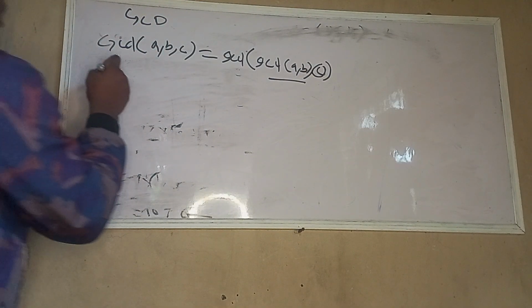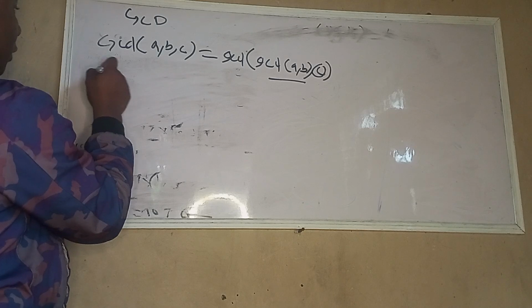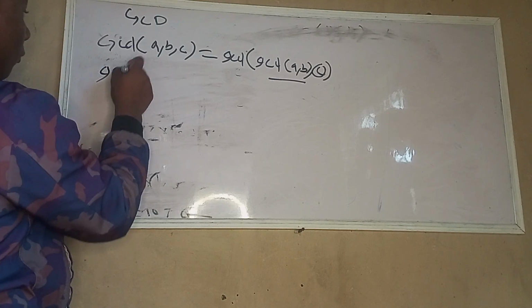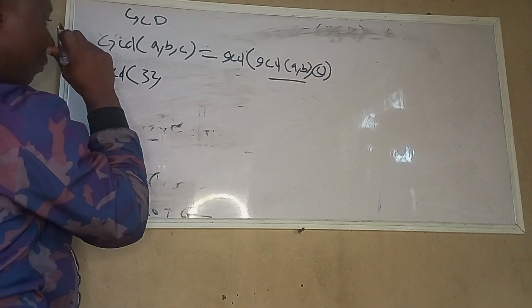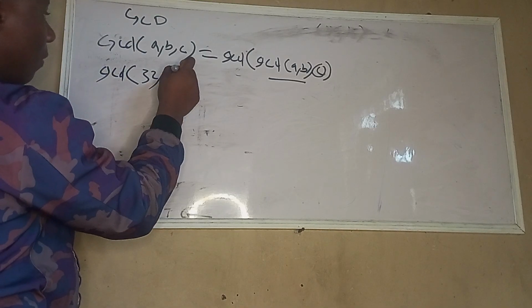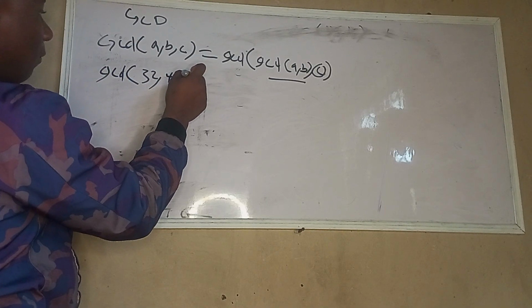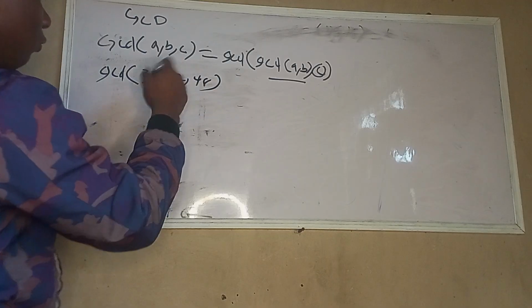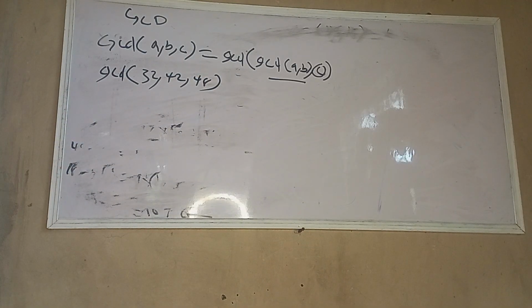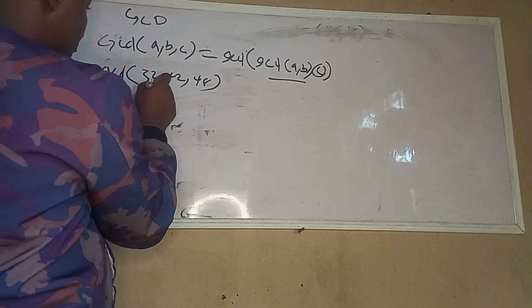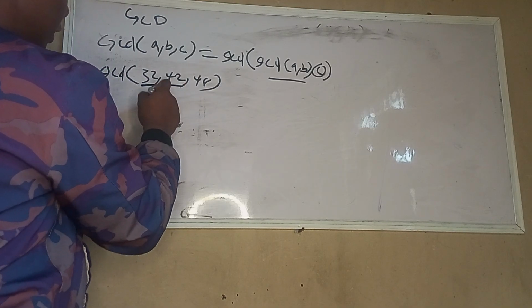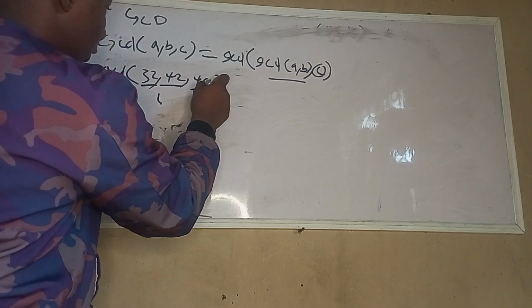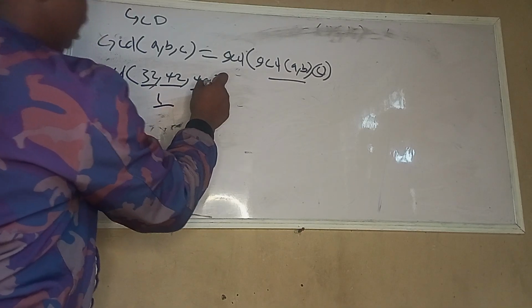So let's say you have something like GCD of 32, 42, 48. Try this one by yourself. You first get the GCD of 32 and 42. The GCD you get, you then find the GCD of that result and 48.